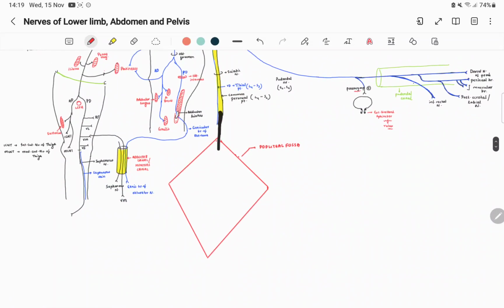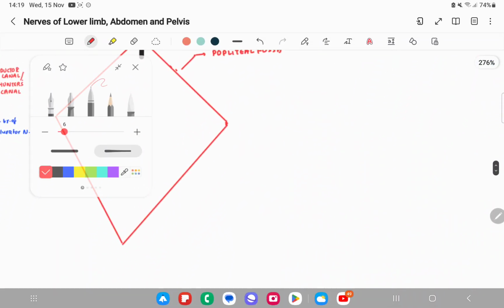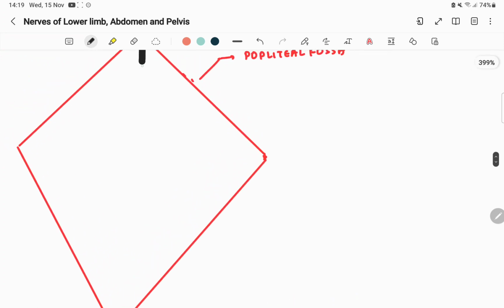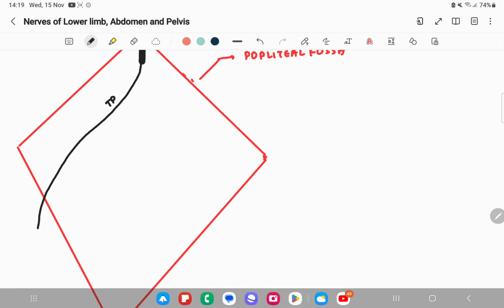So what muscles is it supplying? Let us mark it. At the level of the popliteal fossa, it will divide into two parts, that is a tibial part. The tibial part will go here like this. This is a tibial part.